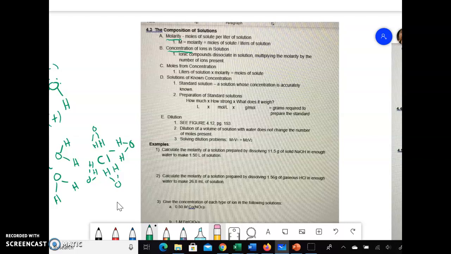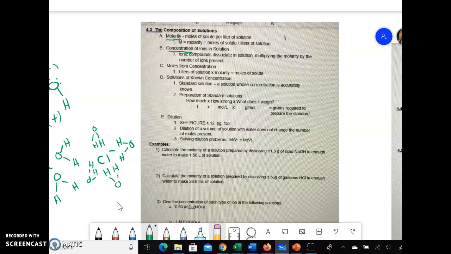And it's basically just a ratio of how many particles you have compared to how much solution you've put it into. And so if you have a few particles and a lot of solution, that's going to be a dilute solution because you don't have very much of it. If you have a lot of particles and just a little bit of solution, that's going to be concentrated. So dilute and concentrated are relative terms that are describing the ratio of particles to solution.